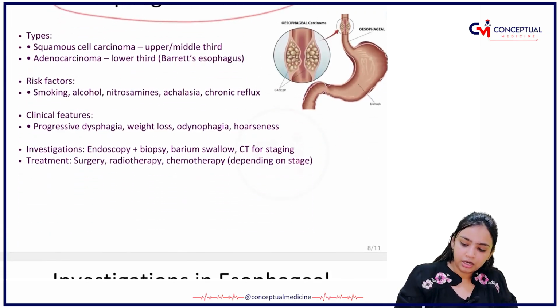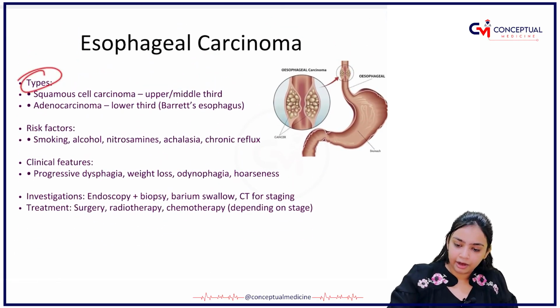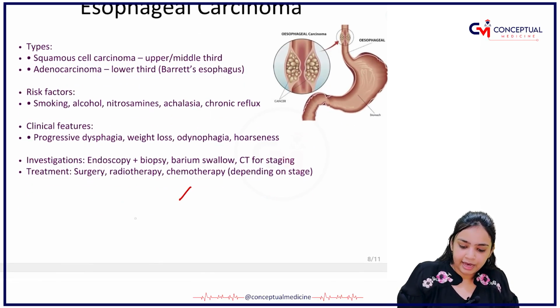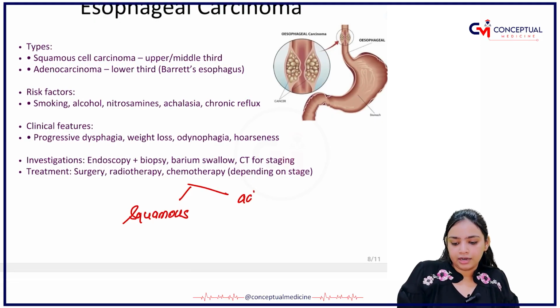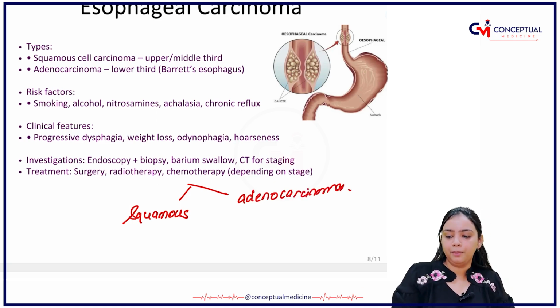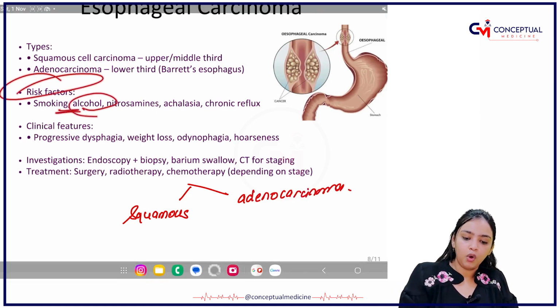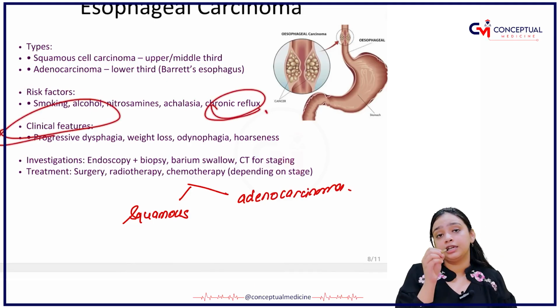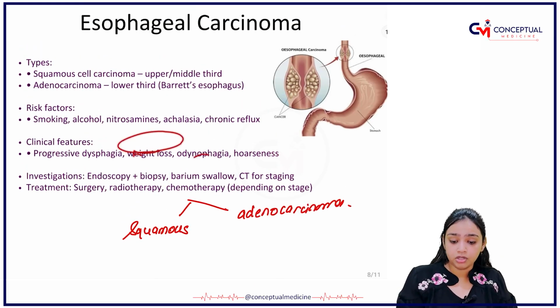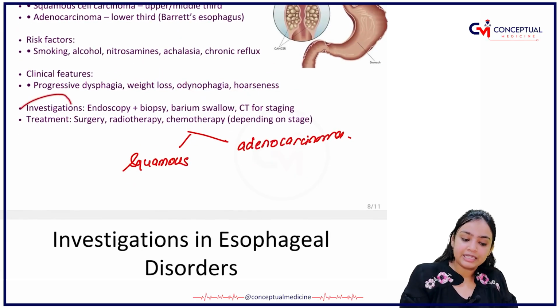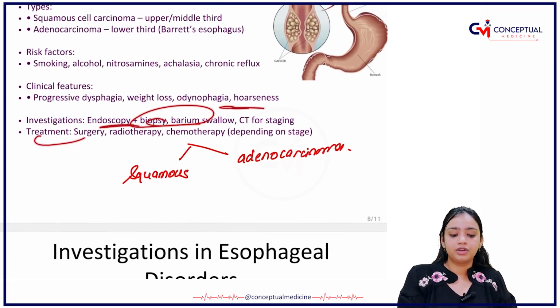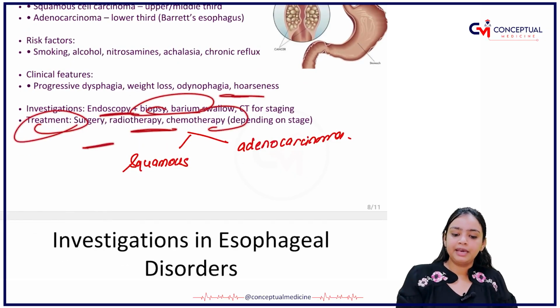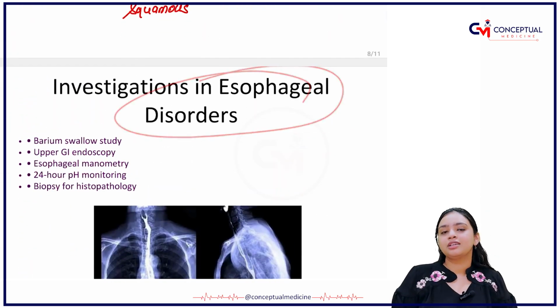Next you have esophageal carcinoma. In esophageal carcinoma, I have mainly two types. What are the two types I have? The squamous cell carcinoma and the adenocarcinoma. What are the risk factors I have? Smoking, alcohol and chronic reflux. What are the clinical features? There can be progressive dysphagia, weight loss, odynophagia and hoarseness of voice. In the investigation, I will order endoscopy, biopsy and barium swallow. In the treatment, I'll give the patient surgery, radiotherapy and chemotherapy.